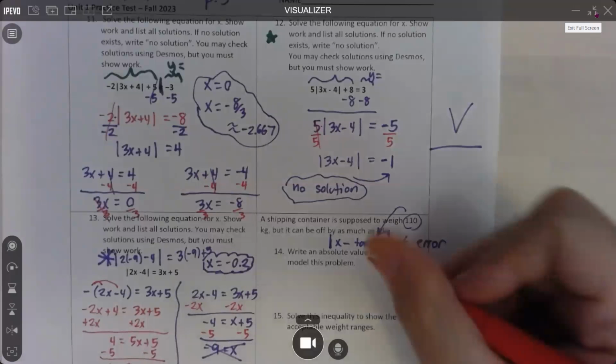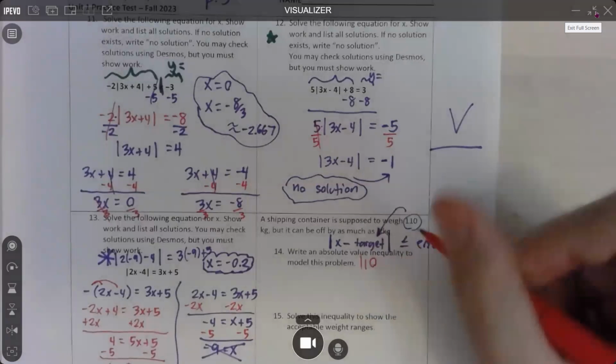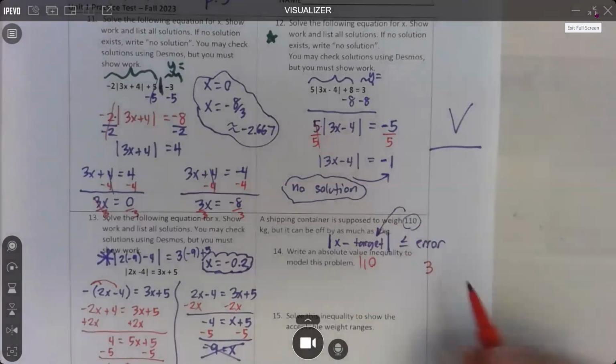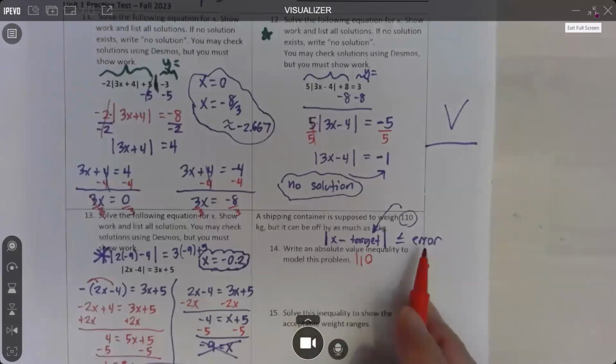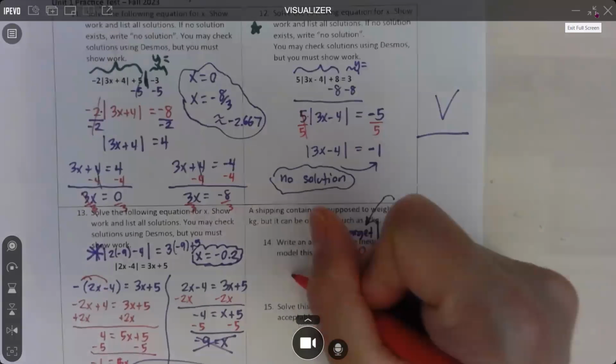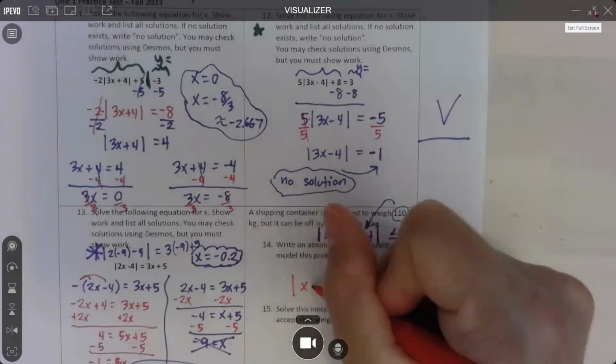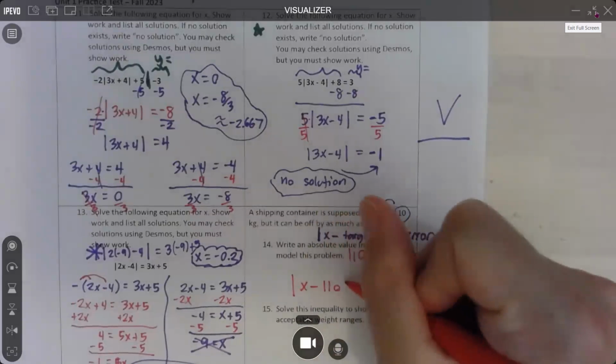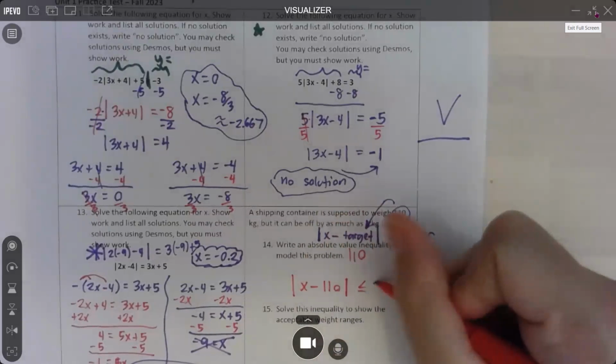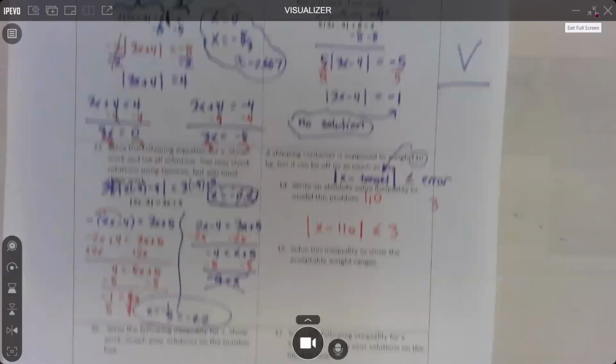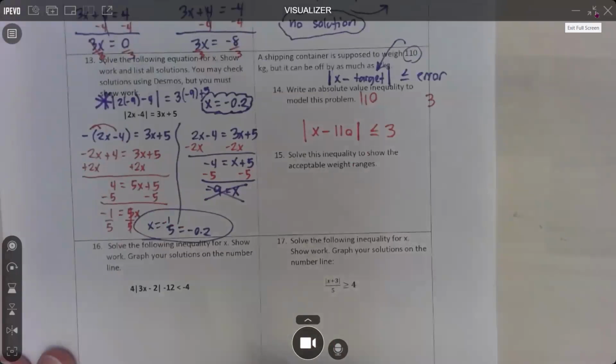So it's going to be 110 here, and then 3 there, and it'll always have a less than or equal to absolute value. They just always look like that. So absolute value of x minus 110 is less than or equal to 3. Now, as far as solving it goes, you're going to solve it basically like this.